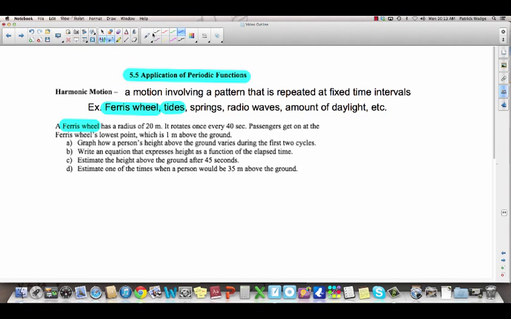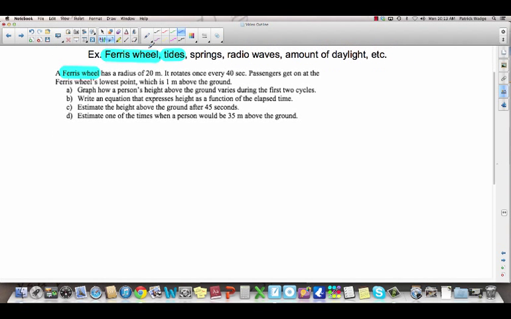So here we go. A Ferris wheel has a radius of 20 meters. It rotates once every 40 seconds. Passengers get on at the Ferris wheel's lowest point, which is 1 meter above the ground. Graph how a person's height above the ground varies during the first 2 cycles.